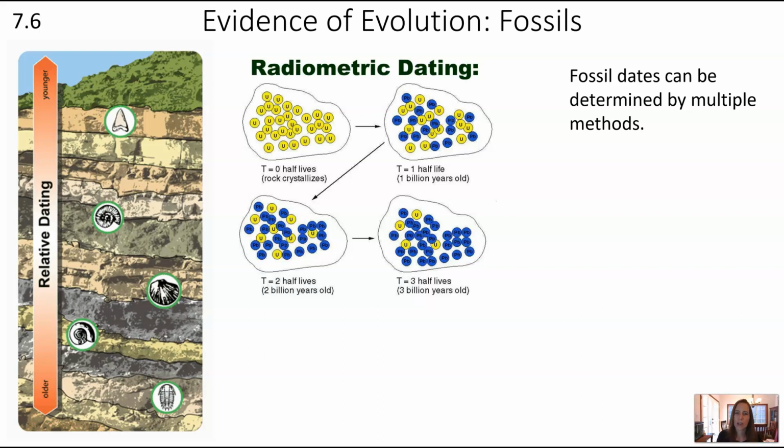Another method is radiometric dating. So all molecules have isotopes. And over time, those radioactive isotopes change into more stable forms. And so you can measure how many of the molecules are in different forms of their isotopes, and from that calculate a year. You really don't need to understand the details of that, other than just understanding that isotopes allow us to figure out how old fossils are.